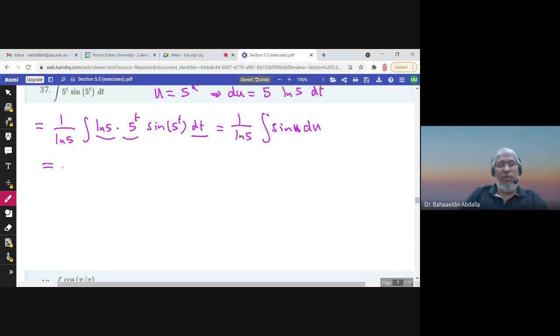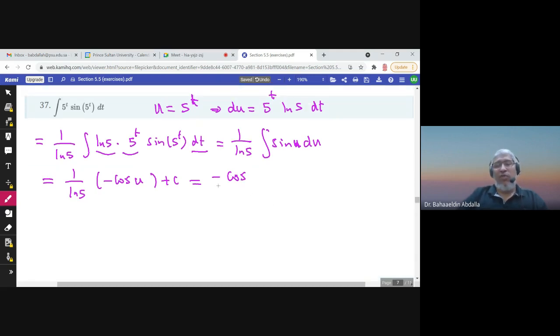The integral would be, the integral of sine is negative cosine plus c. So the final answer would be negative cosine, u is 5 to the power t, over ln 5 plus c.